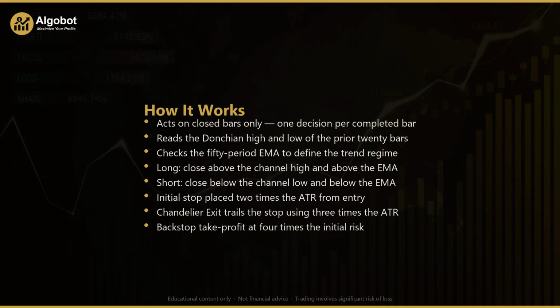The real workhorse is the Chandelier Exit. As the trade runs, the strategy trails the stop from the running extreme. For a long, the stop sits 3 times the ATR below the highest high of the channel. For a short, 3 times the ATR above the lowest low. Crucially, this stop only ever ratchets in the direction of the trade. It tightens to lock in open profit and never loosens. That lets a genuine trend run while steadily reducing exposure. When price finally pulls back into the trailing stop, the position closes.